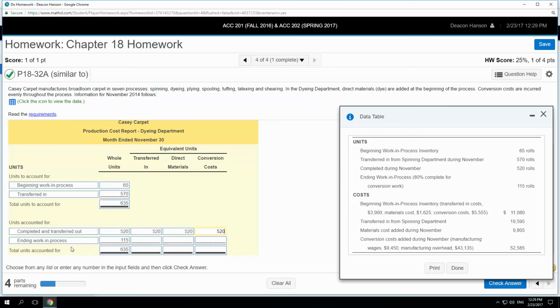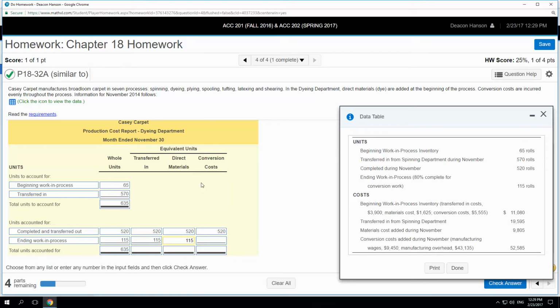Now, ending work in process, not going to be exactly the same. Anything that was transferred in was already 100% complete as far as what was done to it in the department that it's being transferred in from. So we're going to take the full 115. Okay. Direct material, as far as being direct material, it's 100% direct material. So there's nothing else that could be done to it. So that's going to be the full 100% of 115.